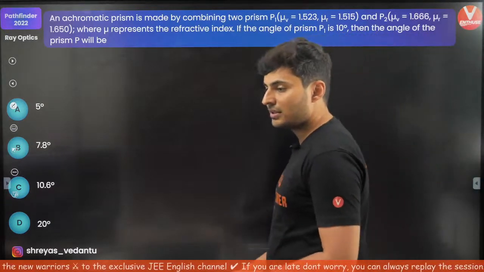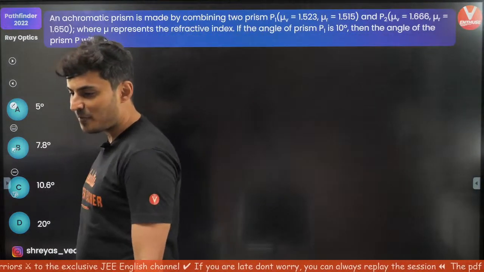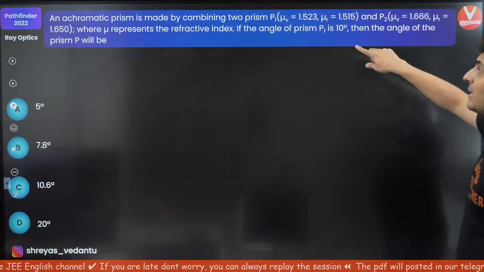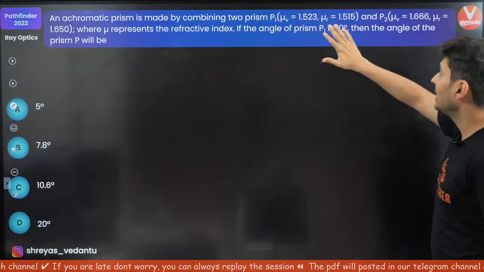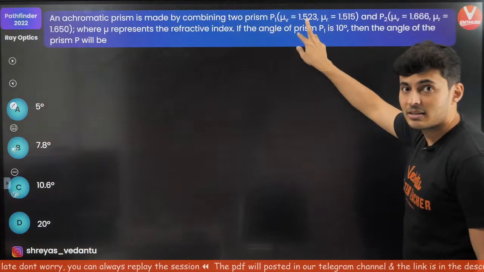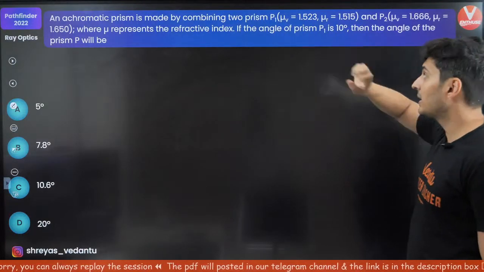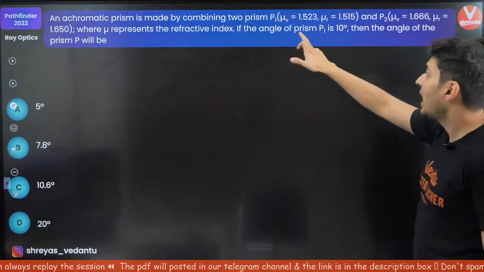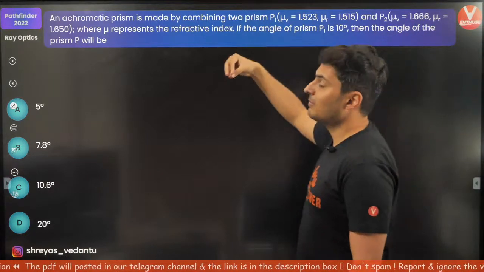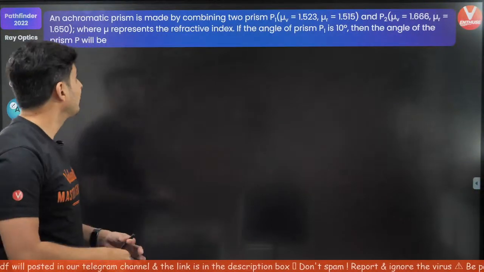Okay, let's see if we can solve these two questions. An achromatic prism is made by combining prism 1 and prism 2. What are these values? Red and violet refractive indices for each prism. Angle of prism in the first case is 10. What is the angle of prism in the next case going to be?